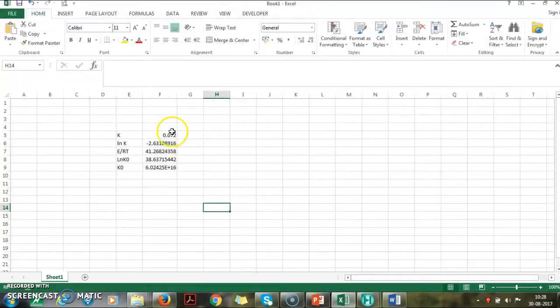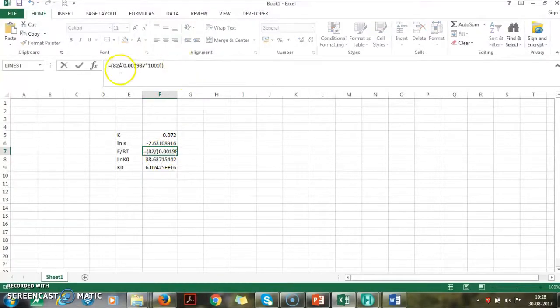I've already done that in an Excel file. This is what is given to us, 0.072, and this is E by RT. You have to be careful about the units of R. This is the value of R with respect to 82 kilocalorie. And then you can find out the K0. So this becomes your pre-exponential factor.